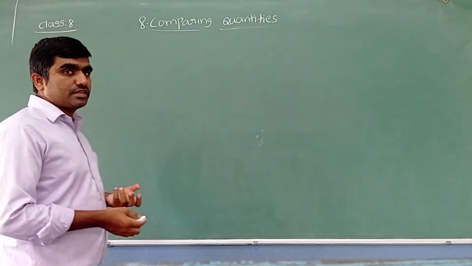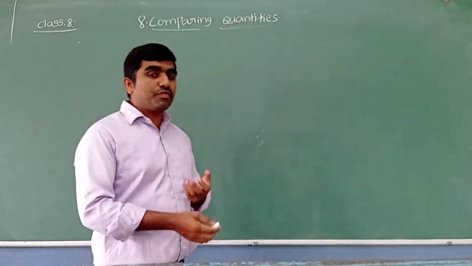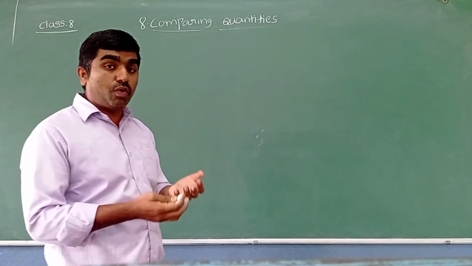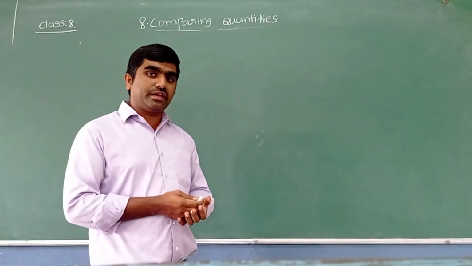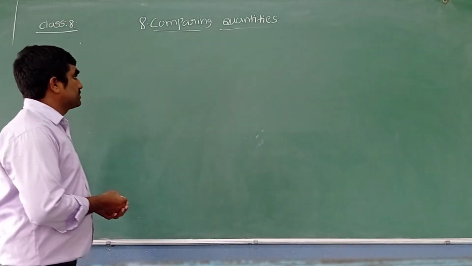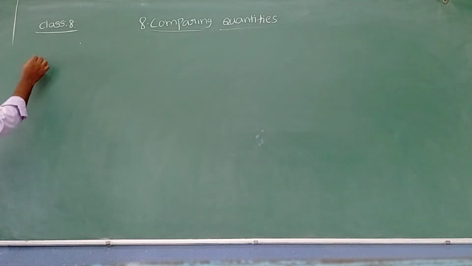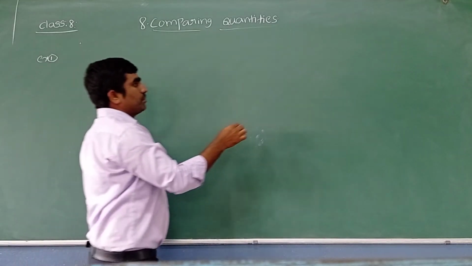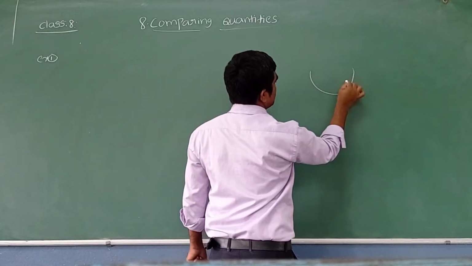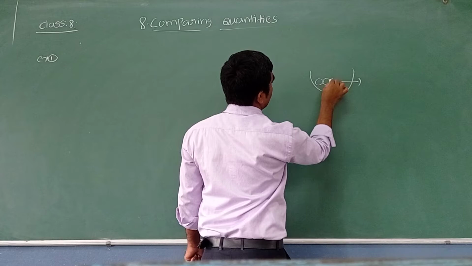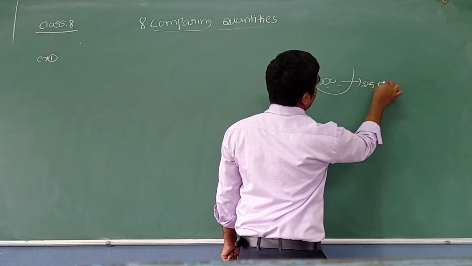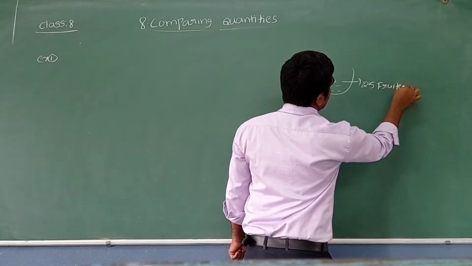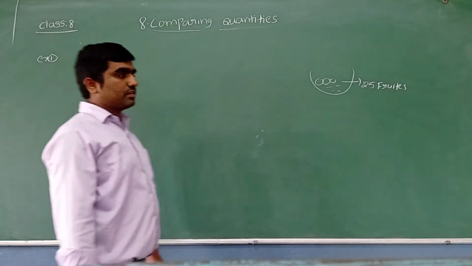By taking a small example, let me give some idea about how we can compare quantities. What methods do we have to compare quantities? I am taking one example. Let me take one basket. This basket is containing some fruits. Let me take a total of 25 fruits.